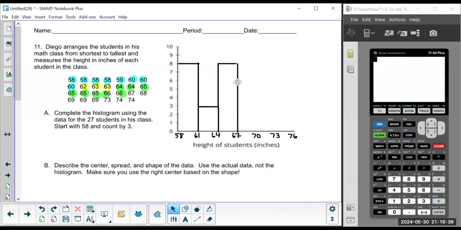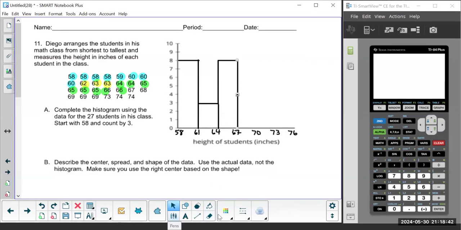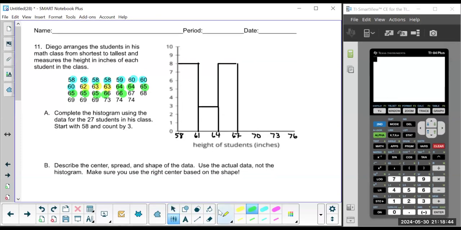All right, and then 67 is going to start my next one. And I'm going up to 70, but I'm not including 70. So 67, 68, 69. Sorry, I said that wrong. So that's 5. So the last line is 5. So it's going to go up to 5. Sorry, that should have been straight.